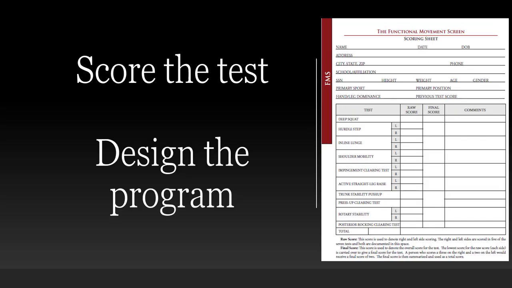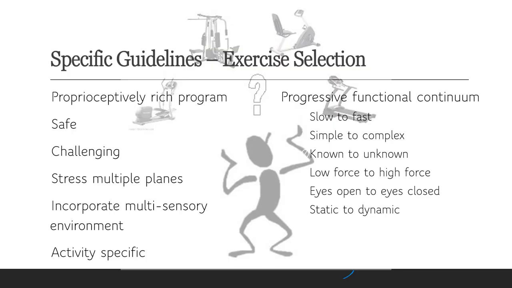Scoring the test, and then designing a program. We use specific guidelines for exercise selection. We need to ensure that a program is proprioceptively rich. It needs to be safe, challenging, and stress multiple planes. If we can incorporate a multisensory environment, that is even better, and it needs to be activity specific for the patient.